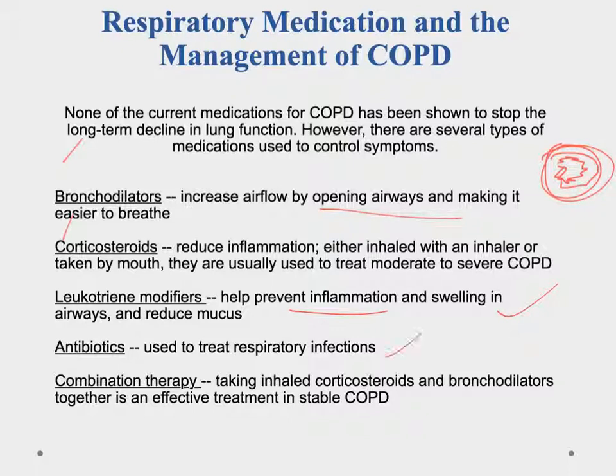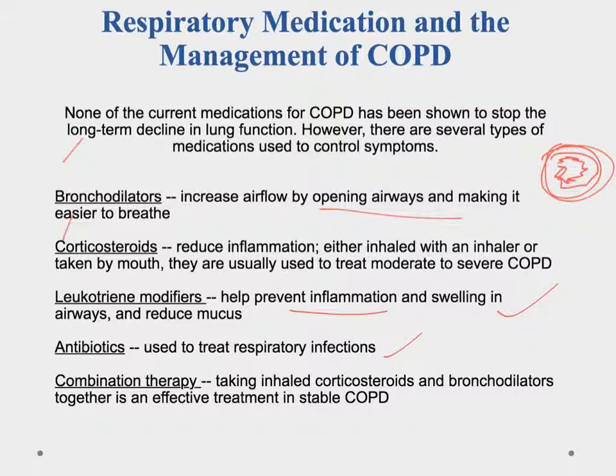Of course, we've got antibiotics to treat a patient who's been identified as having a bacterial infection. Some of the common ones for respiratory is Zithromax, which a lot of us know as a Z-Pak. That's a common antibiotic that's utilized for the common bacteria found in the lungs.